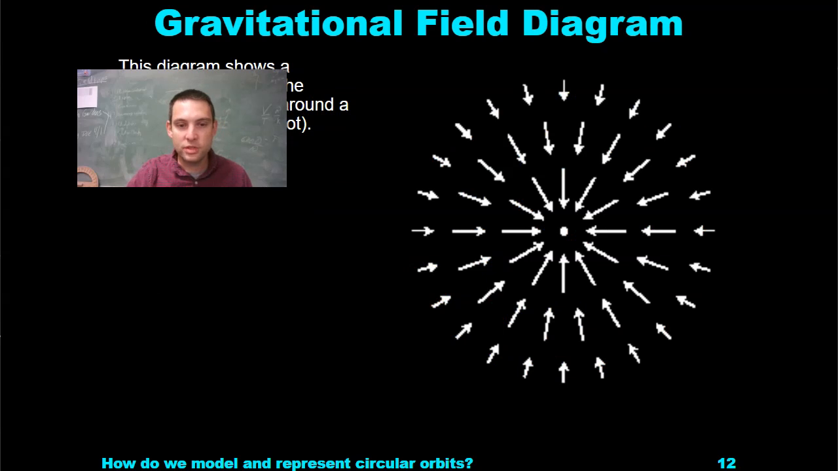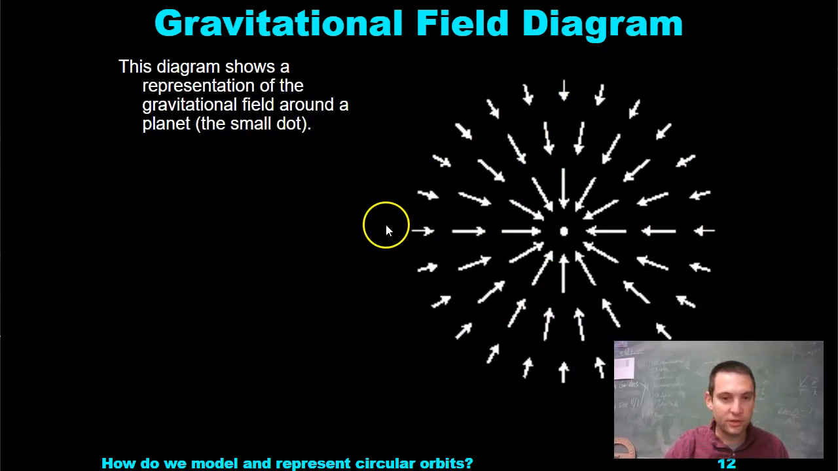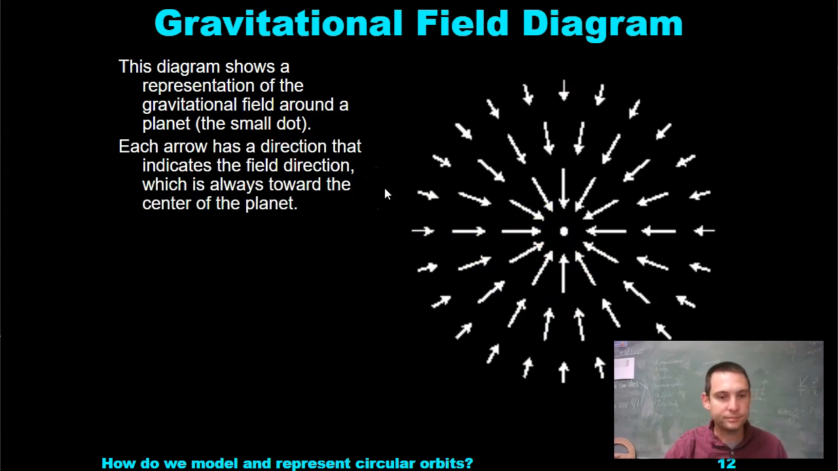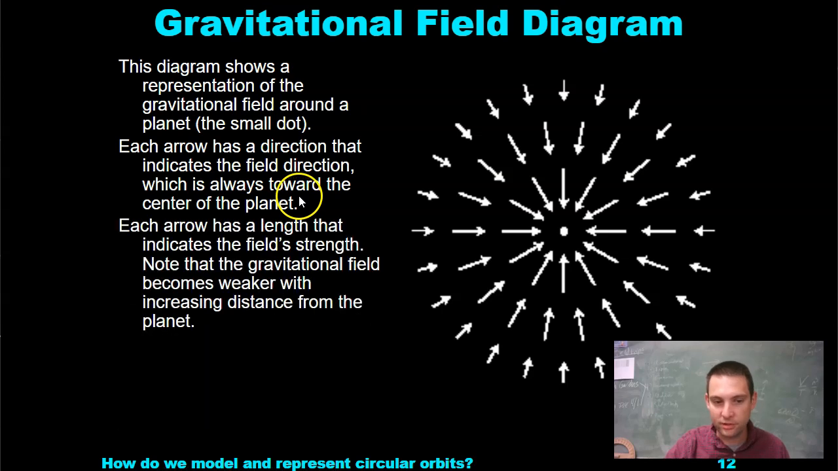This diagram shows a representation of the gravitational field around a sphere, in this case a planet, a small dot. Every arrow has a direction that indicates the field direction, which is always towards the center of the planet. Every arrow has a length that indicates gravitational field strength. Note the field strength becomes weaker with increasing distance.